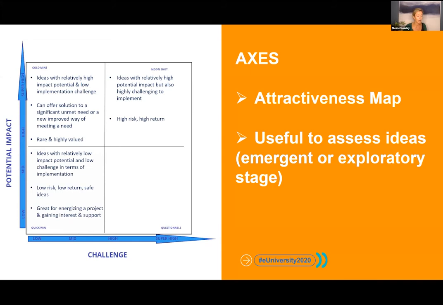Bottom left, we have quick win ideas. So these are ideas with relatively low impact potential and low challenge in terms of implementation. So they're low risk, low return, safe ideas. And these are really good for energizing a project at the beginning and to gain wider support from people and interest about your project. So we all want some of those, but we do want to mix them with the others for more longer term strategic impact.